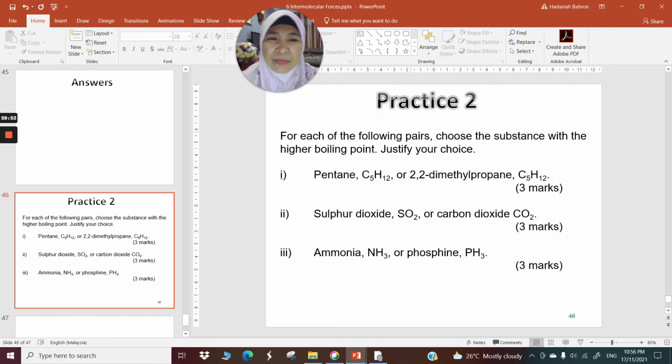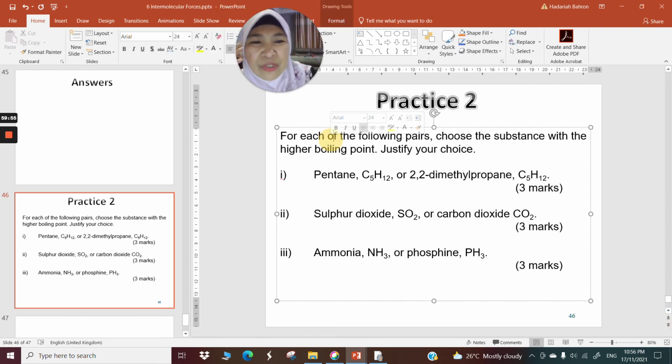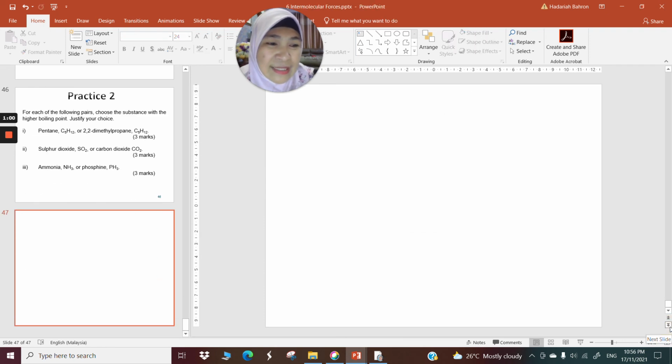As another question, practice exercise number 2. For each of the following pairs, choose which substance has higher boiling point and justify your answer: between pentane, which is C5H12, and 2,2-dimethylpropane, which is also C5H12. The pair of sulfur dioxide with carbon dioxide, which one will have a higher boiling point? Between ammonia and phosphine, which one will have a higher boiling point? Answer is there. I'm going to discuss with you in class.